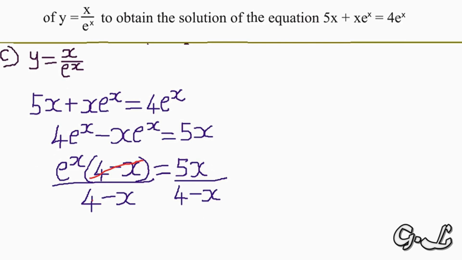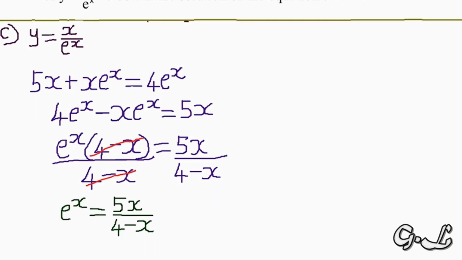So we're going to divide both sides of the equation by 4 minus x. When you divide 4 minus x on the left hand side, it will simply give you the value of 1. So those two are going to simply cancel out like that. And when they cancel out, it is simply going to be e to the x is equal to 5x over 4 minus x. What is the next step after you do this?